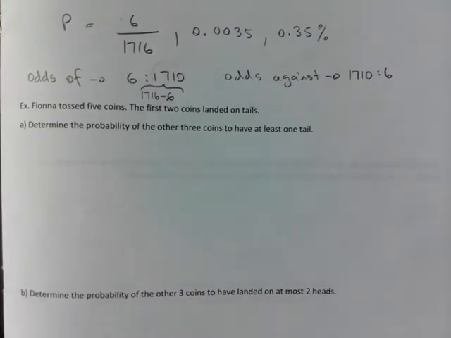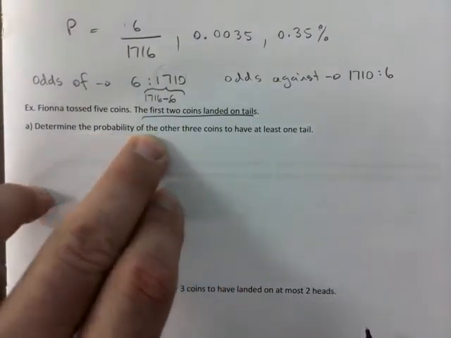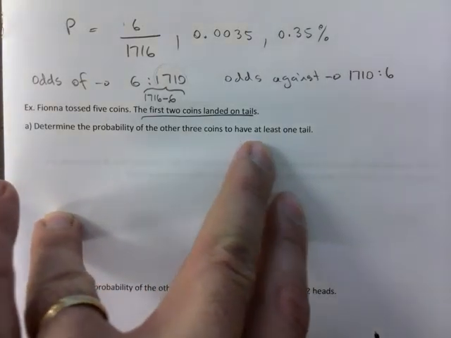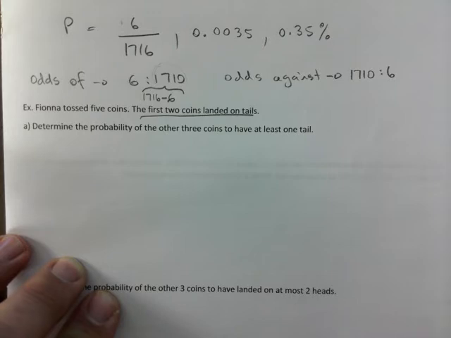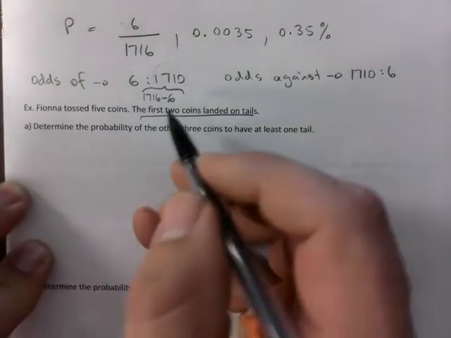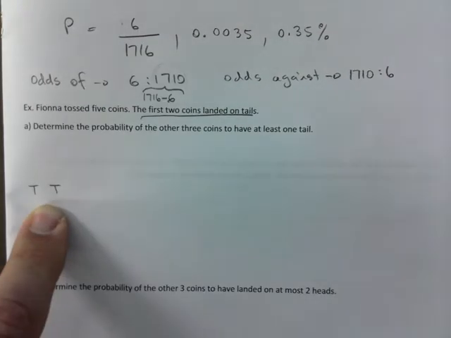Okay. If Fiona tossed 5 coins, the first 2 landed on tails, right? Determine the probability of the other 3 coins to have at least 1 tail. Let me introduce the concept of tree diagrams. They're going to be extremely helpful in this unit. So the first 2 are tails. So tail, tail. There's nothing that you can argue with that.